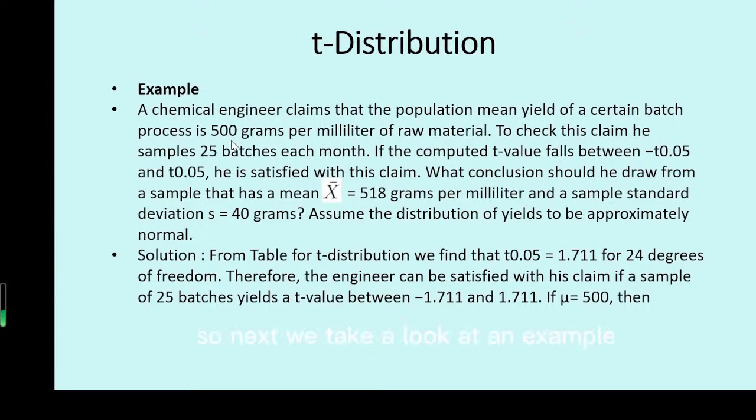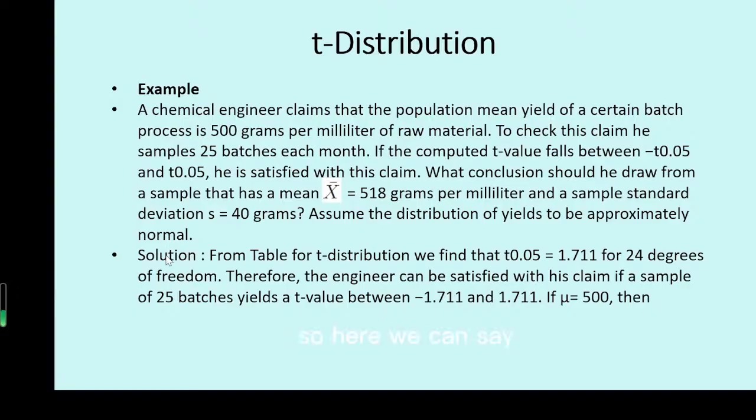So next we take a look at an example. A chemical engineer claims that the population mean yield of a certain batch process is 500 grams per milliliter of raw material. To check this claim, he samples 25 batches each month. If the computed t-value falls between minus t0.05 and t0.05, he is satisfied with this claim. So what conclusion should he draw from a sample that has mean 518 and standard deviation 40? Assume the distribution of yields to be approximately normal.